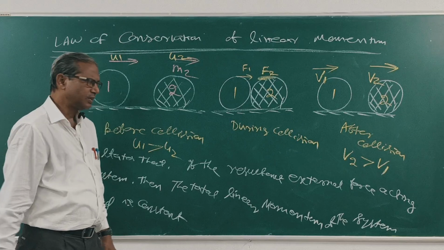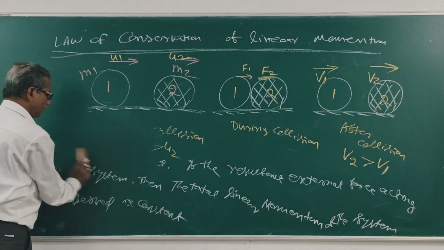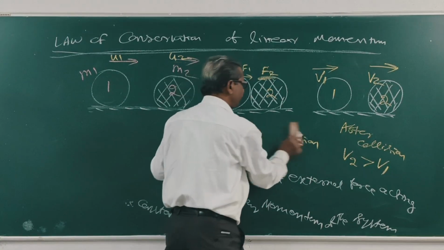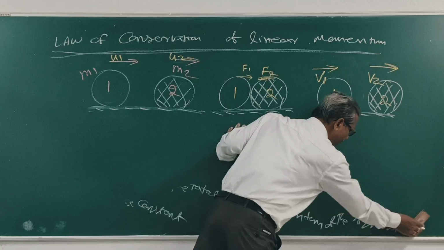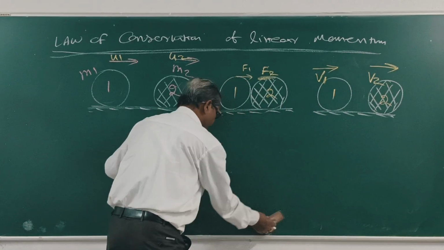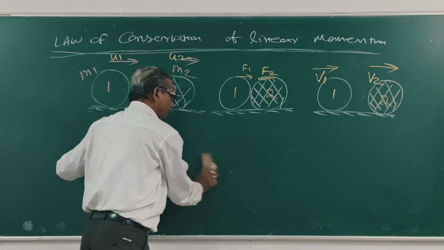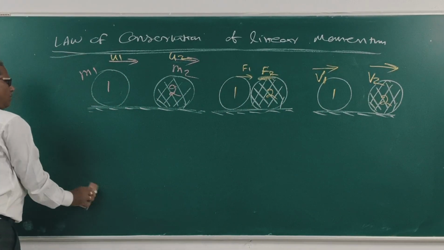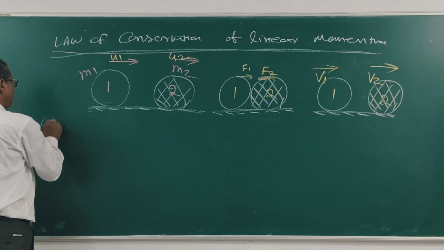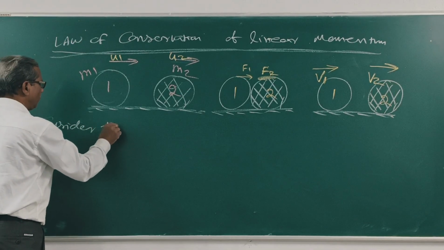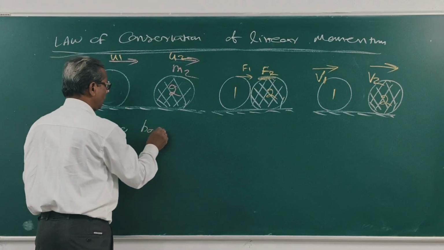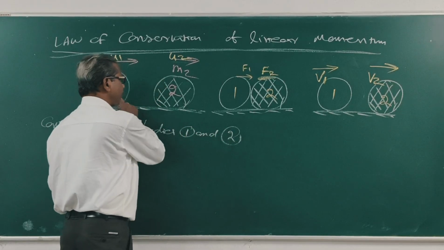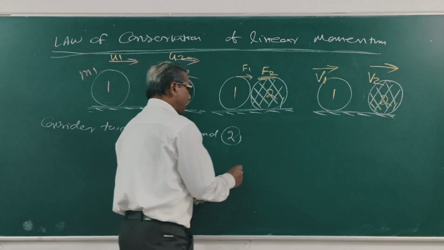I will prove this. Consider two bodies, 1 and 2. This is 1, this is 2, moving in a straight line.